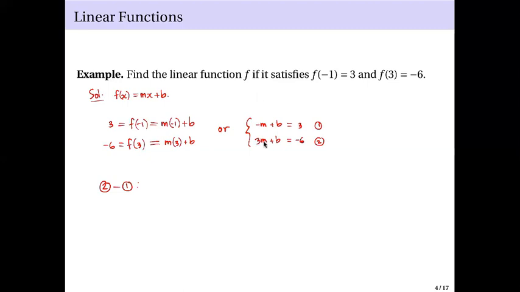So in here you have 3m minus -m. That will give us 4m. And then you have here b minus b. That's just 0. And then here you have -6 minus 3. That's equal to -9. Okay? And therefore, we can solve for m. M will be -9 over 4.